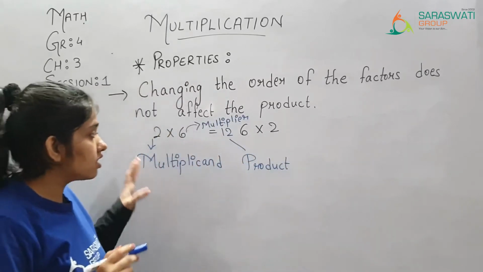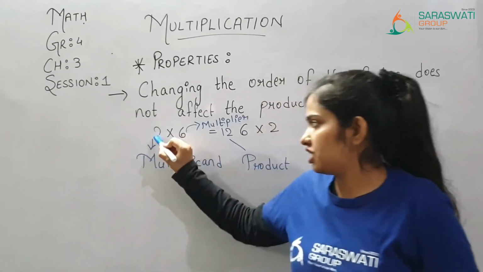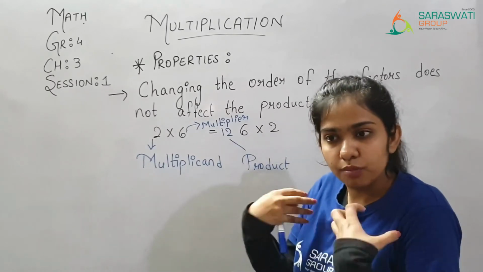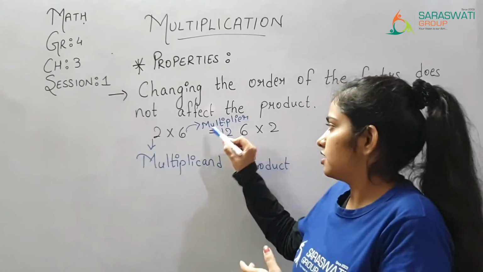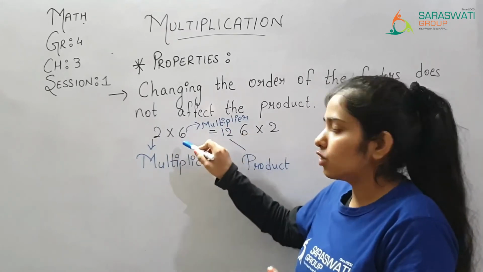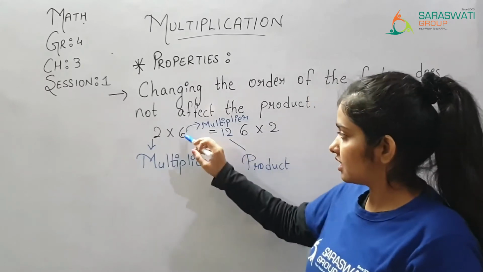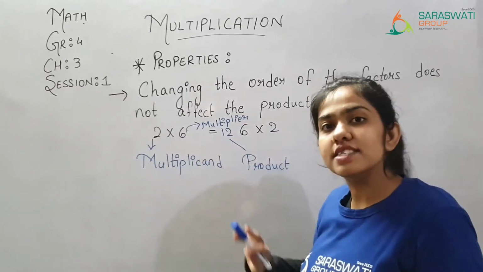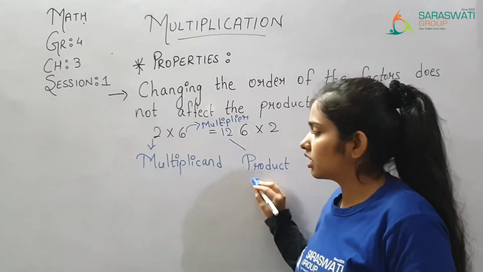When the first digit is the multiplicand, it is a single digit, so it is itself the multiplicand. Then the number with which it is going to be multiplied is known as the multiplier. It is going to be multiplied with 6, so that 6 is the multiplier. And the answer we get will become our product.